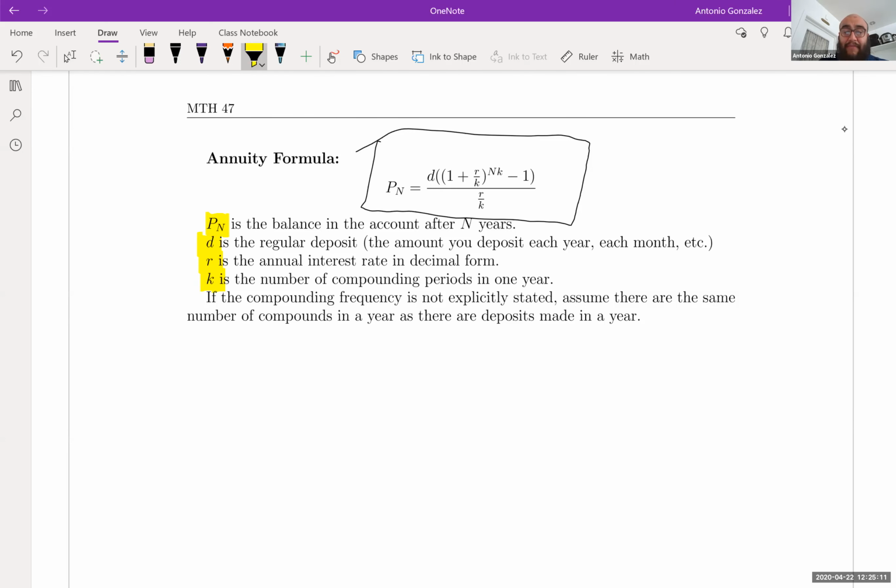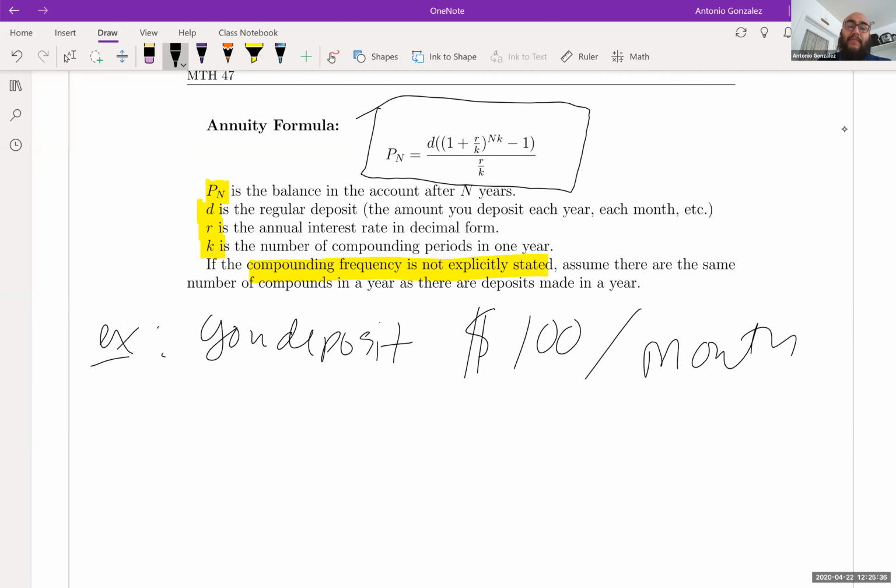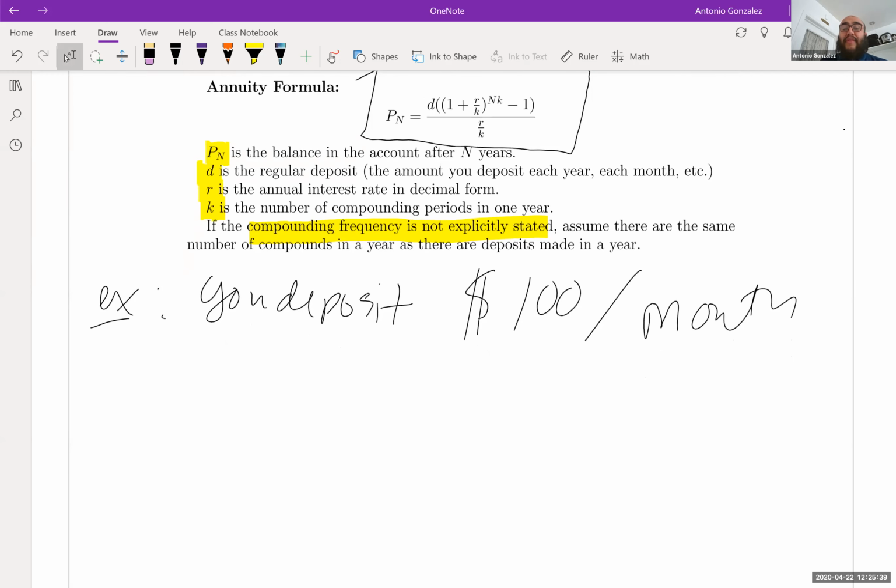One caveat here: if the compounding period is not explicitly stated, assume that there are the same number of compounds in a year as there are deposits made in a year. For example, if the problem states you deposit $100 per month, then even though it doesn't say so, we're going to assume K is 12, that the interest is also compounded 12 times a year.